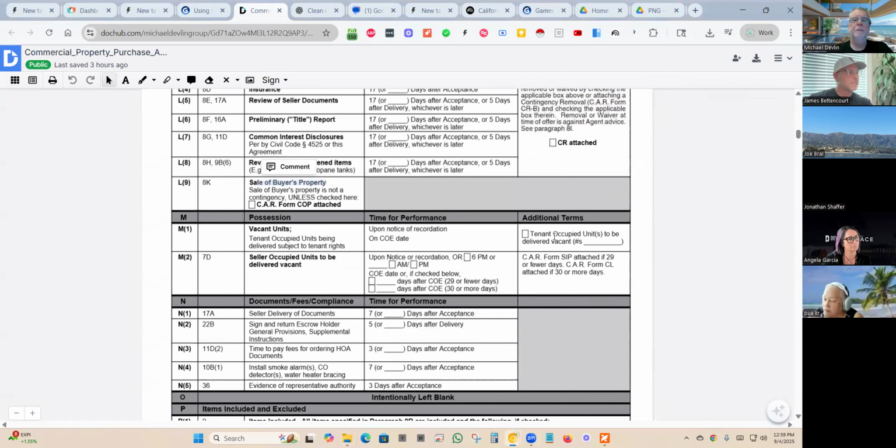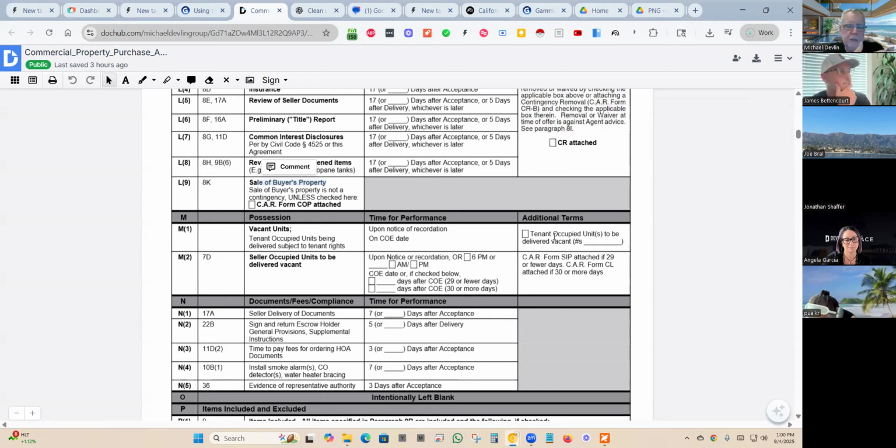Let me say this. It's in my document. C.A.R. has a residential income purchase agreement. Let's say the property was an 8-unit apartment building. I would be using the residential income purchase agreement, not the commercial purchase agreement. Let's say the property was land. Well, land is technically commercial. I would be using the California Association of Realtors vacant land purchase agreement because it's adapted to it.